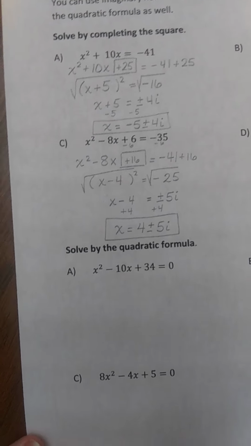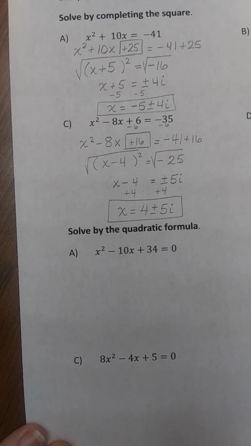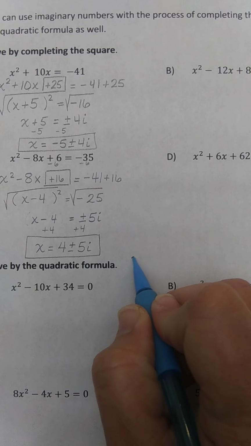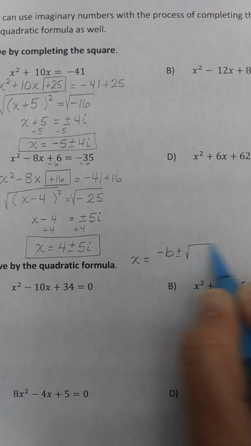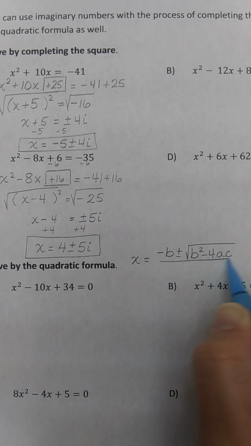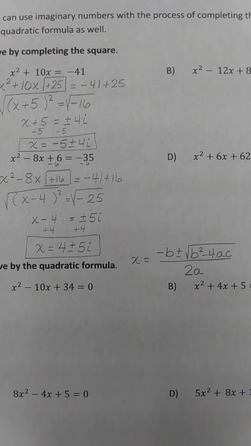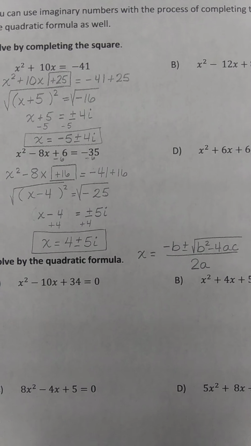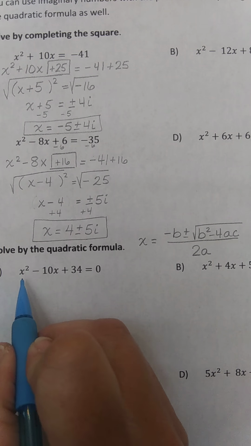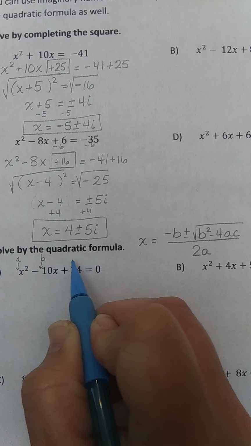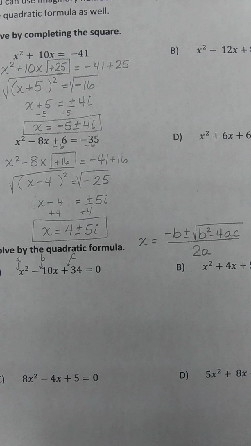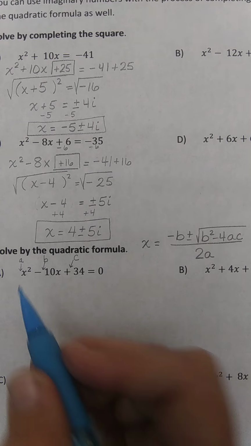Now the next section asks us to solve by using the quadratic formula. So maybe let's write that down just as a reminder. x equals negative b plus or minus the square root of b squared minus 4ac all over 2a. So we're going to be utilizing our values and plugging into that formula. So here we have an a value of 1, a b value of negative 10, and a c value of 34. It does equal 0, which remember that has to be true before you can get started.